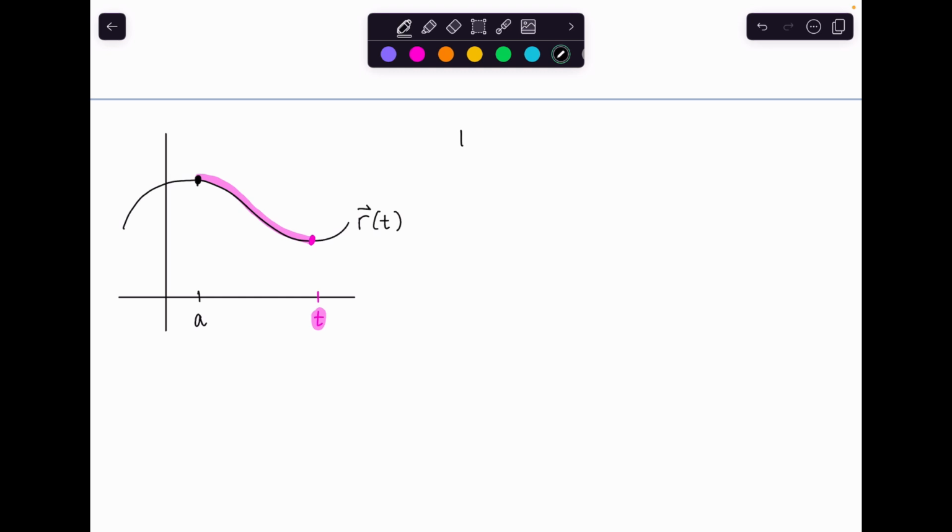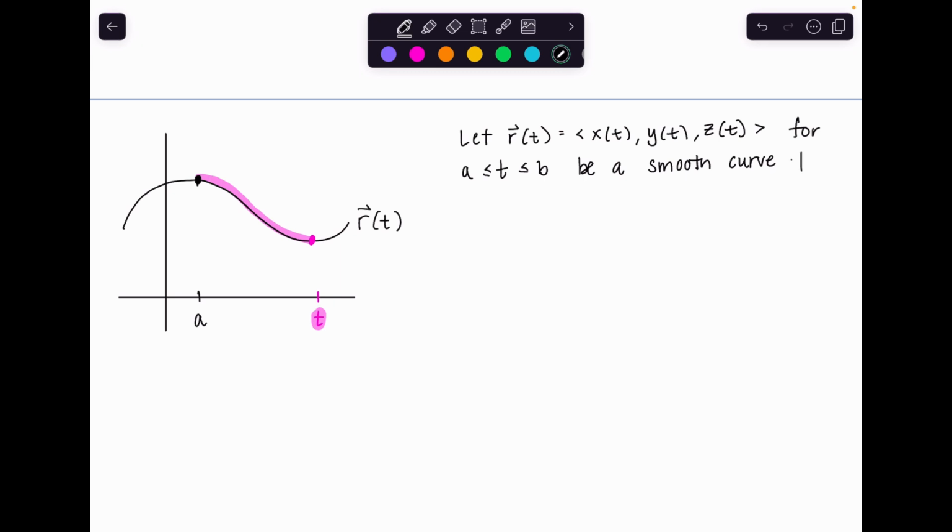So we're going to let r of t be a triple, which is comprised of x of t, y of t, z of t, for t being defined between at least two values, say a to b. The ending point can be whatever. So this is a function that is smooth. So we're going to let r of t be a smooth curve that is traversed only once.